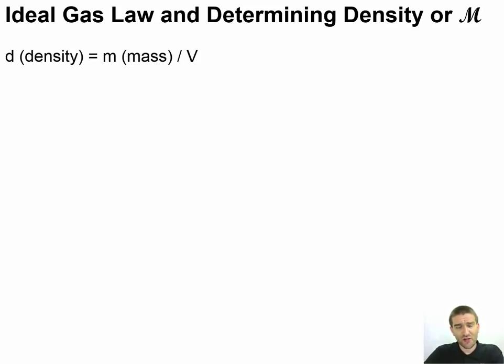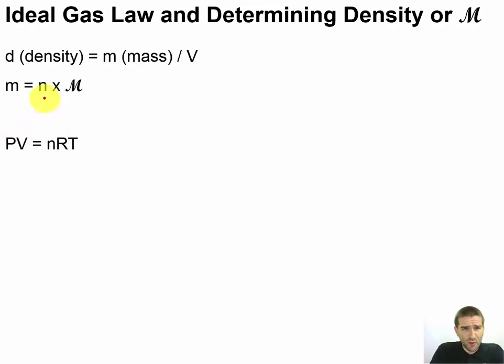Now, let's just remind ourselves that density equals mass divided by volume. Easy enough. Well, mass is going to equal the number of moles times the molar mass. We know that one too, right? And we can go ahead and get the ideal gas law ready for us to do some substituting. So you can see PV equals nRT.